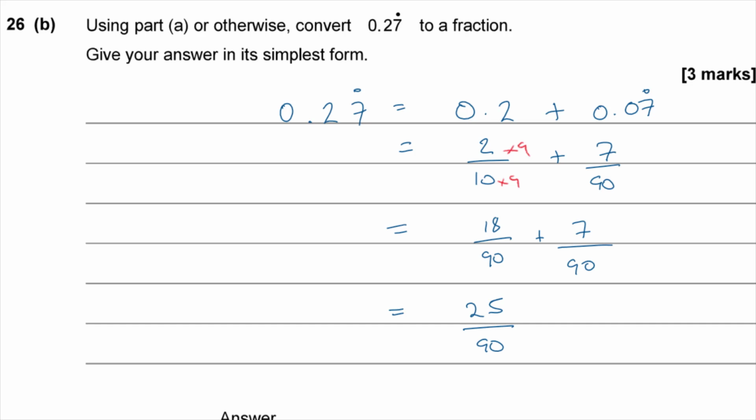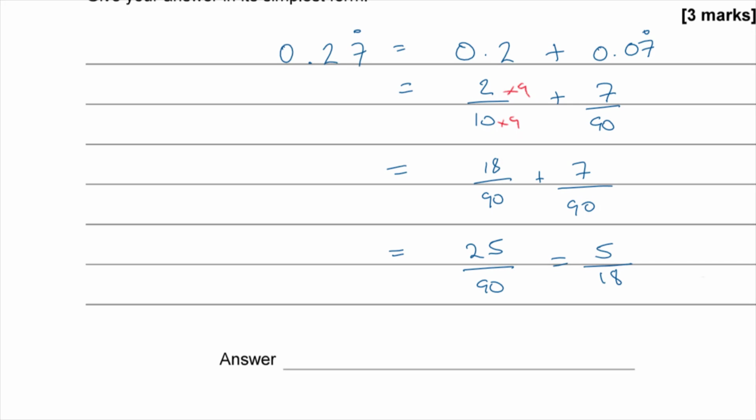Okay, is that in its simplest form? Nope, because 25 and 90 are both divisible by 5. So 5 into 25 goes 5 times, and 5 into 90 goes 18 times. Can that divide any more? Nope. 5 is prime, so it's not going to go down any more than that, is it? So 5/18 is the answer.